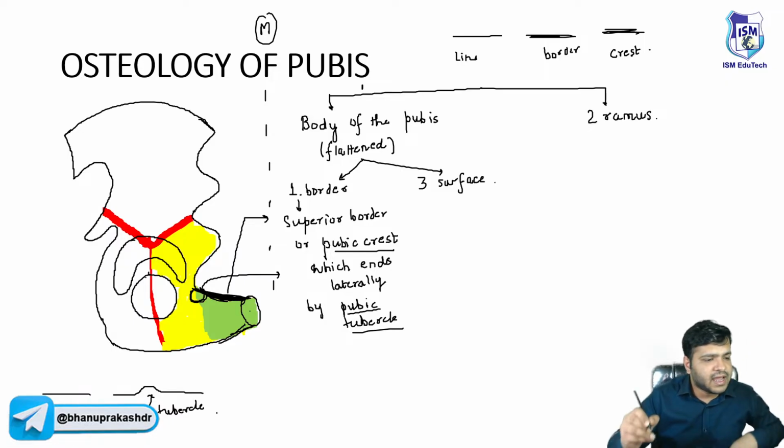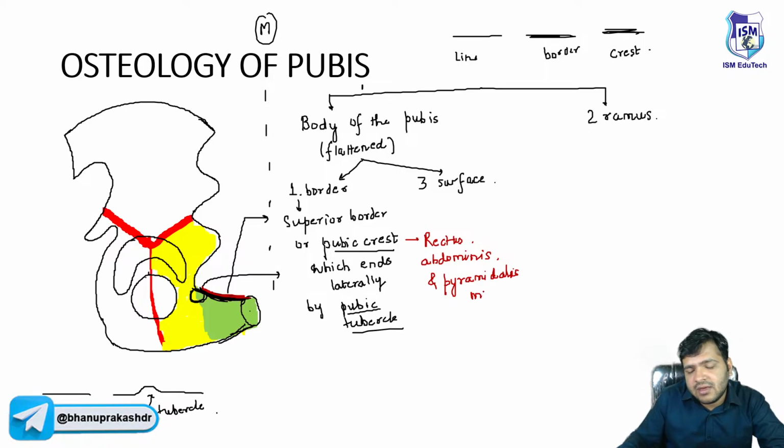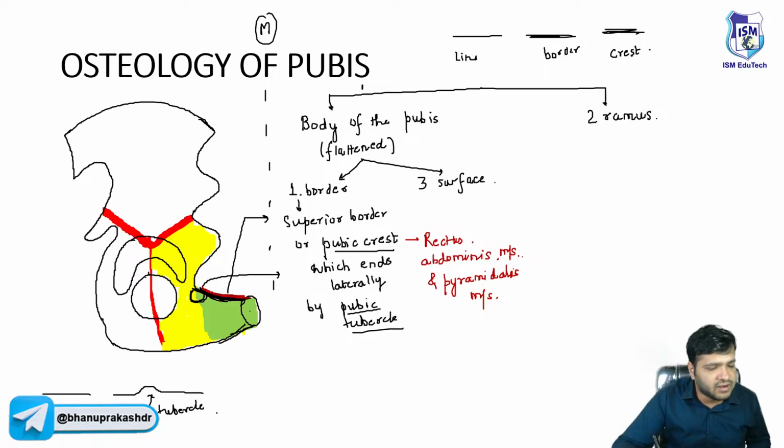Yes, very good. So beta, over here the muscle attachments are very important. At the pubic crest, one muscle is basically originating over here. It is rectus abdominis. Rectus का मतलब होता है straight. Rectus abdominis muscle is originating, and beta remember, from this upper border only the rectus abdominis muscle will be originating, and there is one more muscle, that is the pyramidalis muscle. They both are originating from the pubic crest.